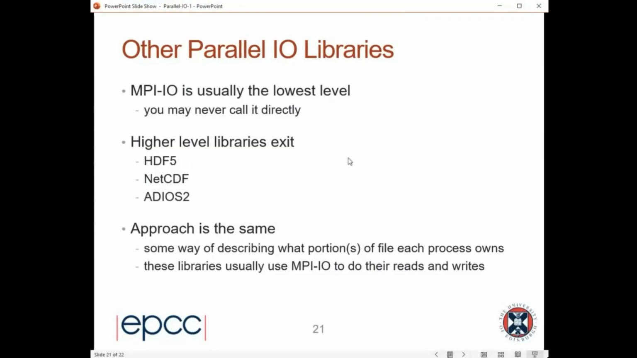Higher level libraries exist. The benchmark we're going to be running will allow you to do HDF5, NetCDF, or ARCHER2. But the approach is the same. There is some way in these libraries of describing what portion or portions of the file each process owns. And actually, a lot of these libraries then use MPI-IO to do their actual reads and writes. So that's the way it's going to go.